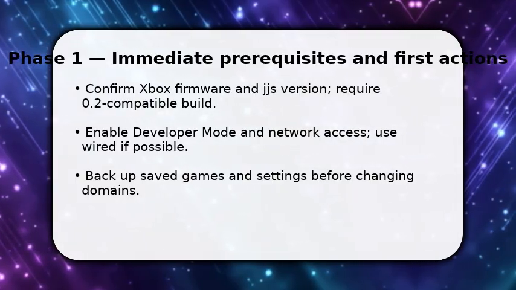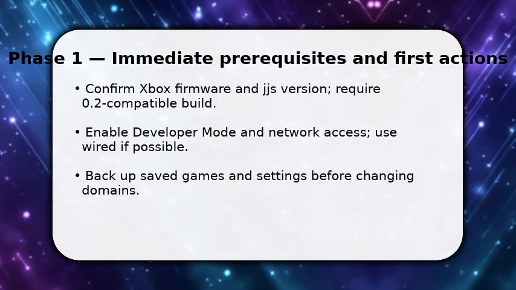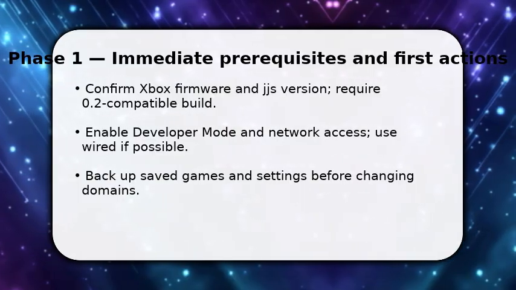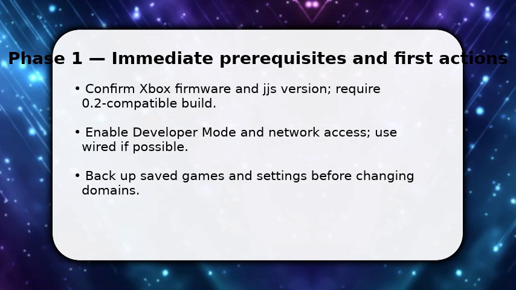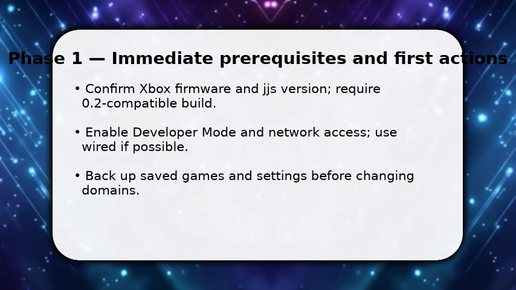Now backup game saves and system settings so you can restore if needed. Then open JJS and authenticate with your developer account, because proper credentials let you change domain mappings without lockouts. Proceed only when these checks pass, since skipping them causes common failures later.